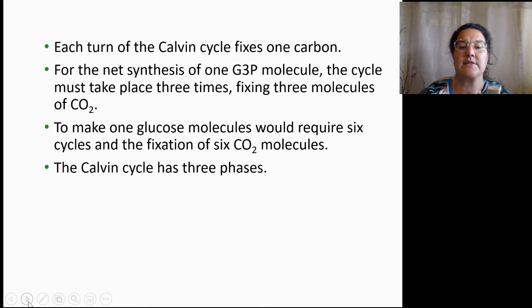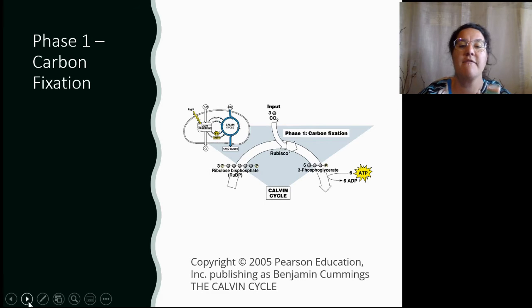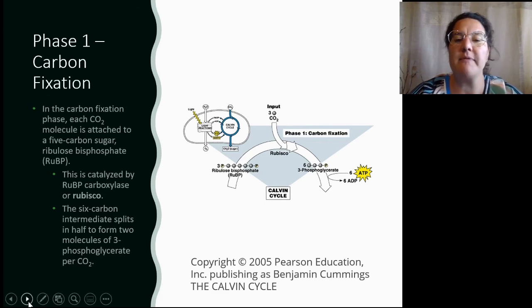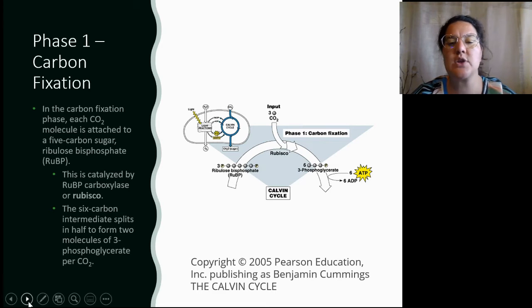The Calvin cycle has 3 phases. Phase 1 is carbon fixation. In the carbon fixation phase, each carbon dioxide molecule is attached to a 5-carbon sugar. Here it says input 3 carbon dioxide. We're just going to go through the cycle once, knowing that the cycle would have to go through 3 times to make one G3P molecule.